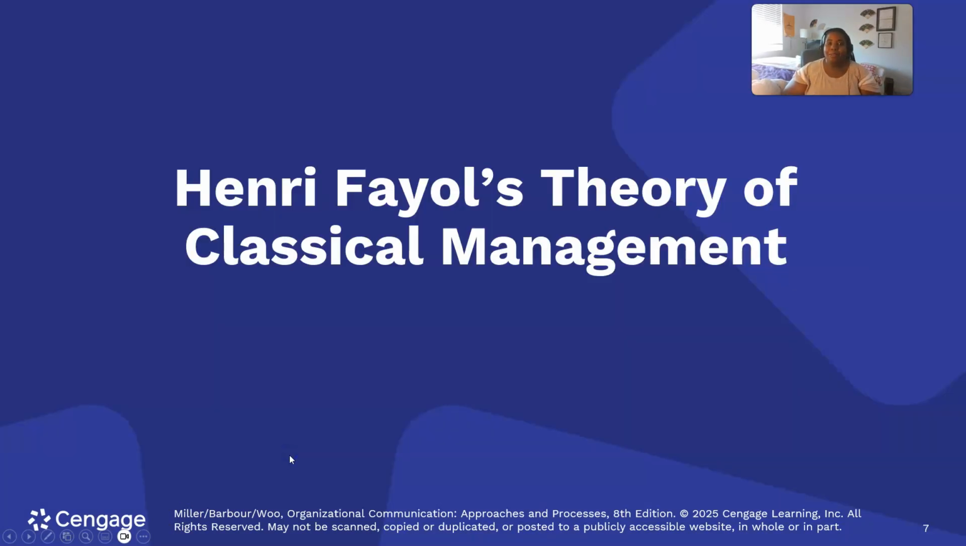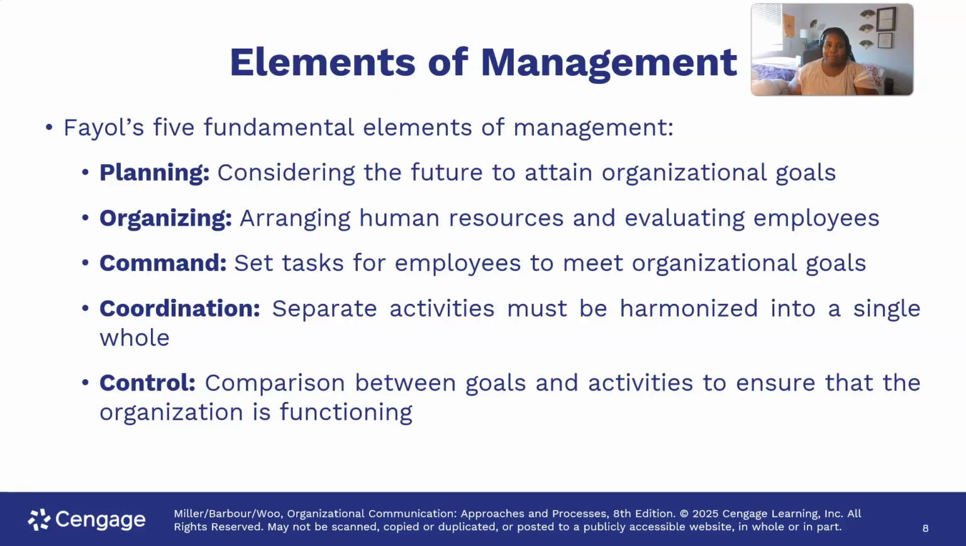All right, so next we're going to explore Fayol's theory of classical management. There are several fundamental elements of management according to Fayol. So remember, at the time, we're trying to figure out, okay, now we have these large organizations, we have these factories, we're industrializing, and we are growing and expanding. So how do we manage and become efficient with these fundamental changes of work?